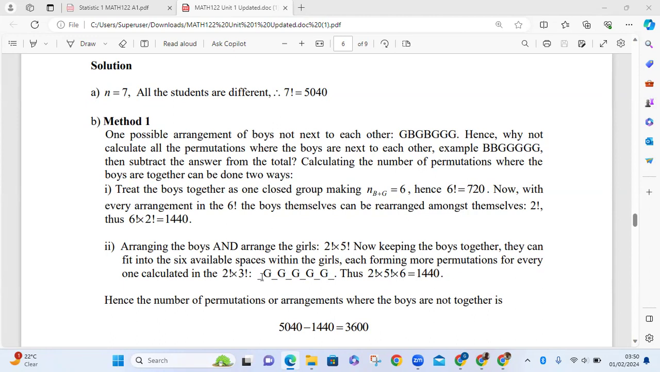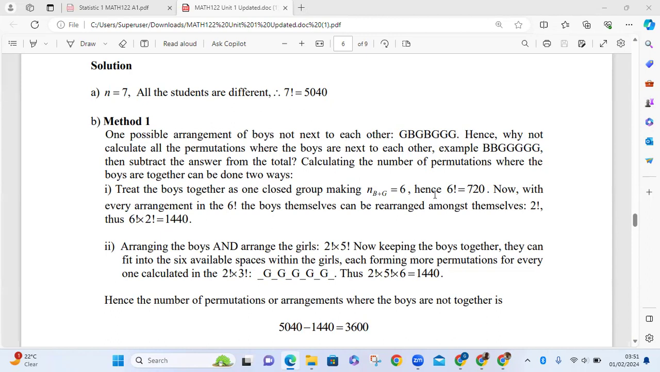2 factorial times 5 factorial here, plus 2 factorial times 5 factorial here, plus 2 factorial times 5 factorial here, plus 2 factorial times 5 factorial here, and here, and here. Or you can say or here and or here. So that's 6 times, and that will do the same, 1,440. So that's 2 different ways of calculating the total number of permutations when the boys are together.